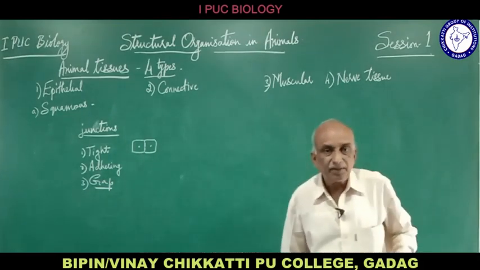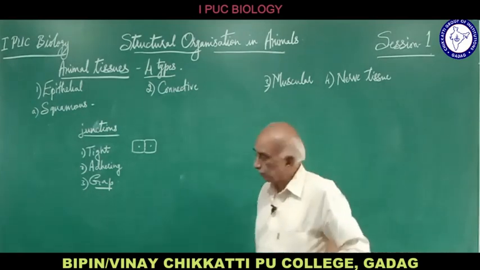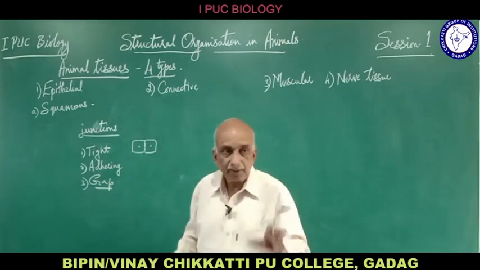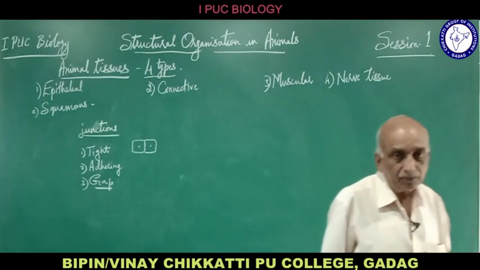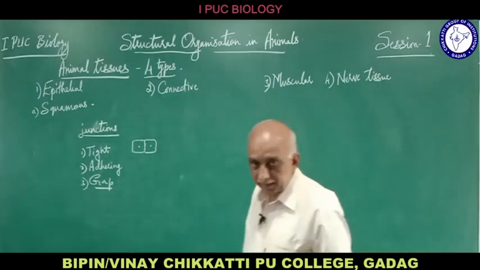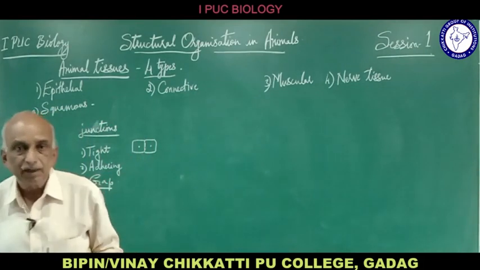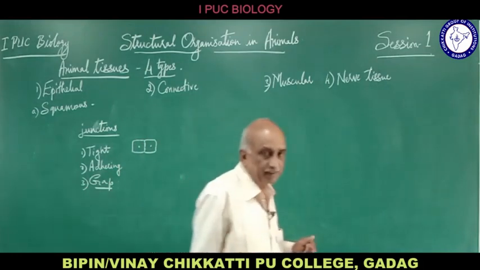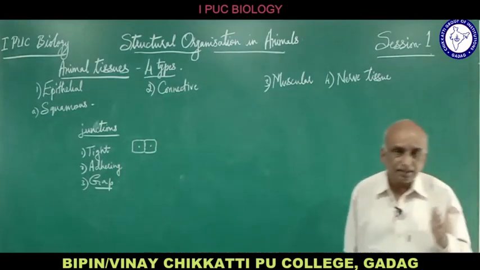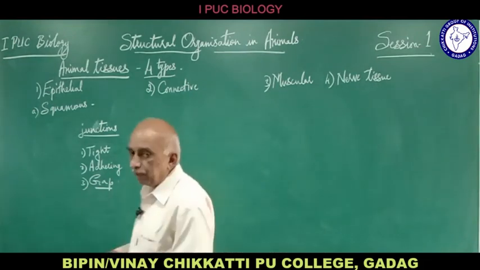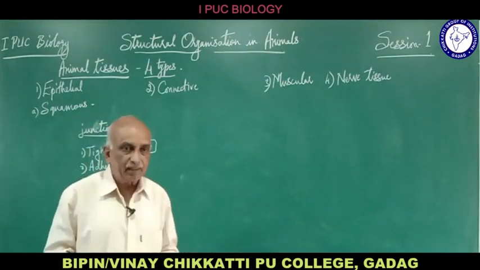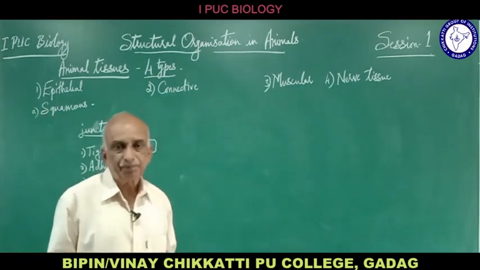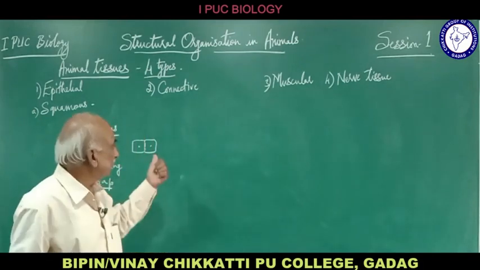So name the junctions present in the epithelial tissues: tight junction, adhering junction, and gap junction. Tight junction will not allow the movement of any substance, whereas adhering junction will just attach the two cells with the help of a cement-like substance, whereas gap junction has a small hydrophilic channel between the two cells, where there is chemical exchange between the two cells. That is about the junctions.